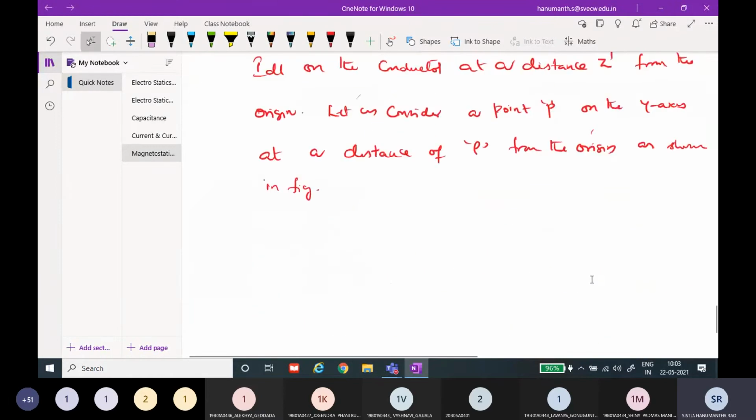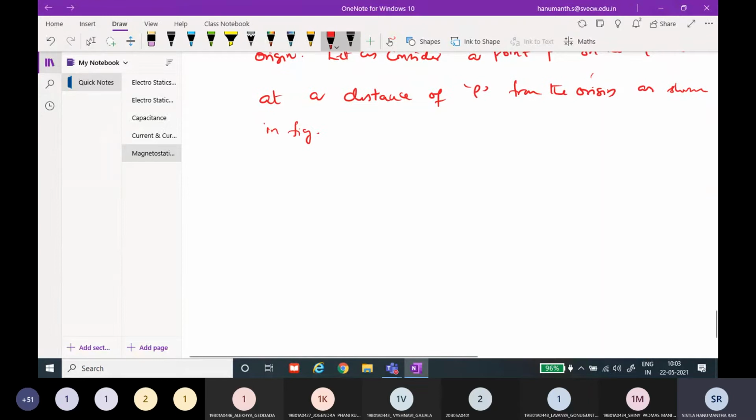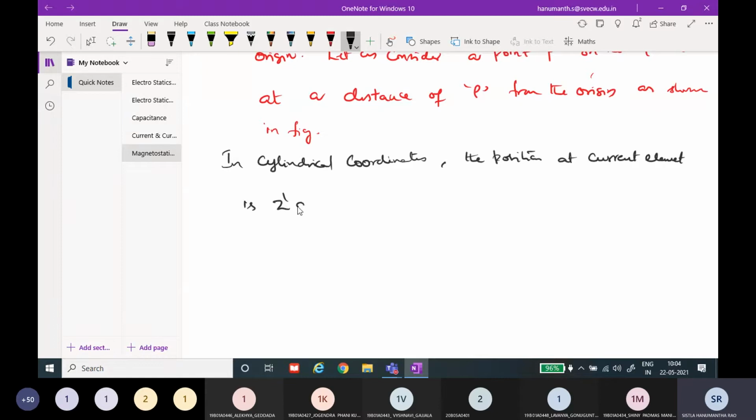Now the next point: in cylindrical coordinates, I want to use the cylindrical coordinate system. In cylindrical coordinates, the position of the current element is z prime az bar, and the position vector at a point P is rho comma 0 comma 0.